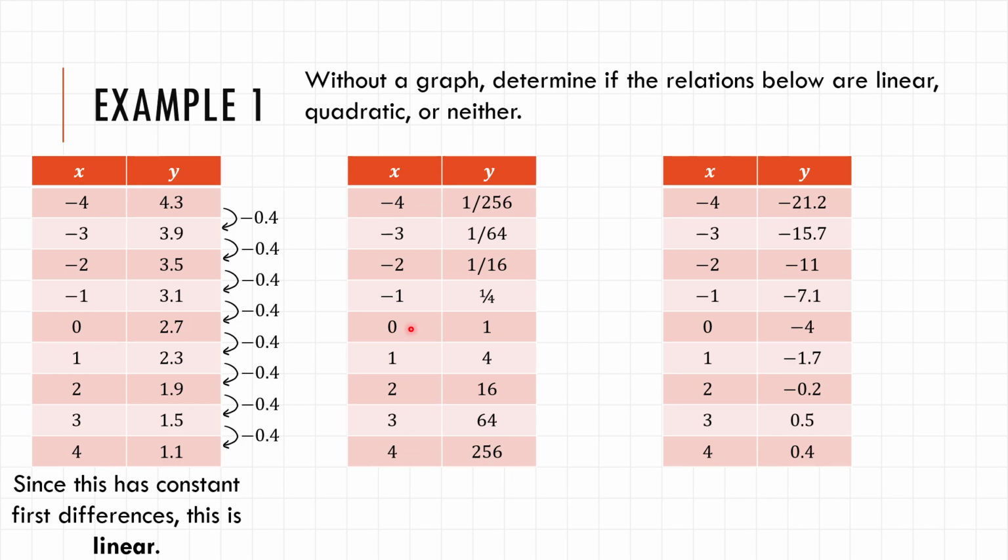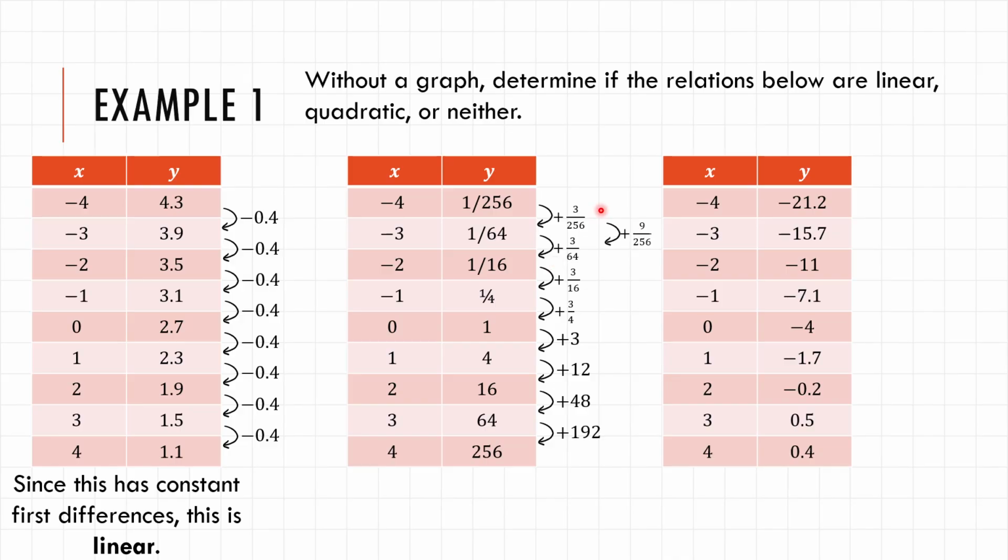Going to the next one, this one is a little bit harder because there are fractions all over the place here. If I were to subtract these two, the best answer I can get as a fraction, the first difference, is 3/256ths. And then to get from 1/64th to 1/16th, you have to add 3/64ths. To get from 1/16th to 1/4, you have to add 3/16ths. Then to get from 1/4 to 1, you have to add 3/4, and then you have to add 3 to get to 4, 12 to get to 16, 48 to get to 64, and 192 to get to 256. So the first differences are not constant. That means this is definitely not going to be a linear relation.